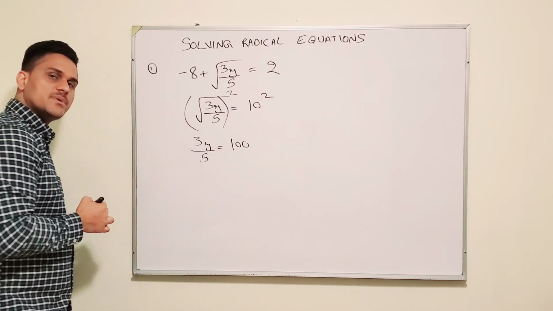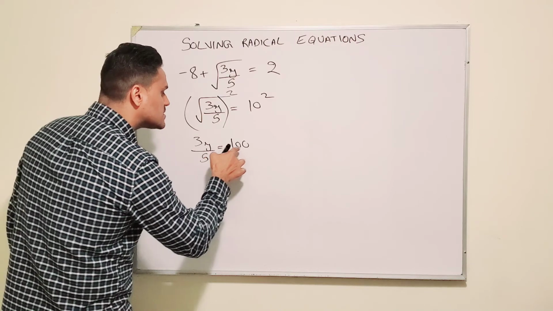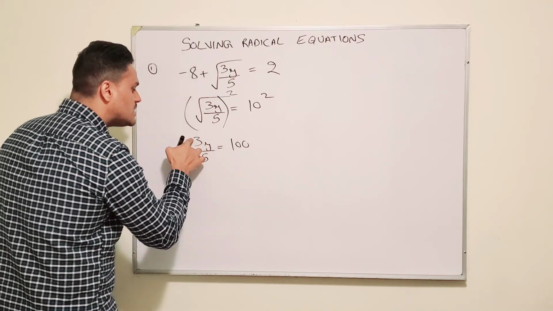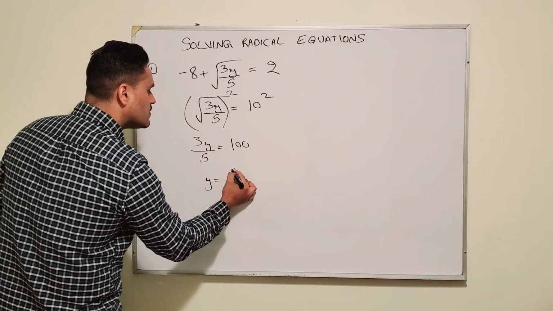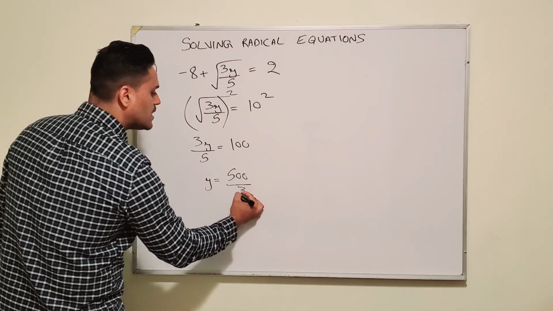And now we're going to cross multiply, folks. So this 5 is going to go across, it's going to land at the top, and this 3 is going to go across, it's going to land at the bottom. So we're going to have 100 times 5, which is 500, divided by 3.